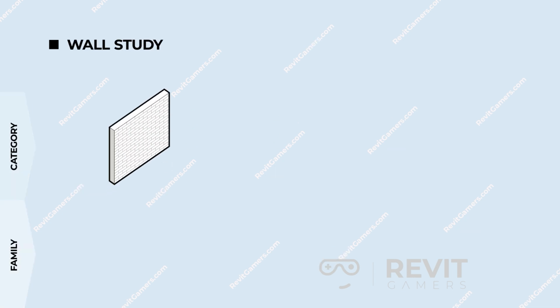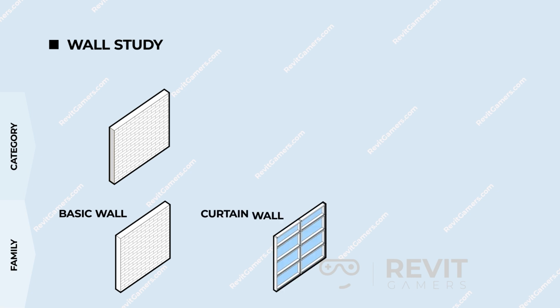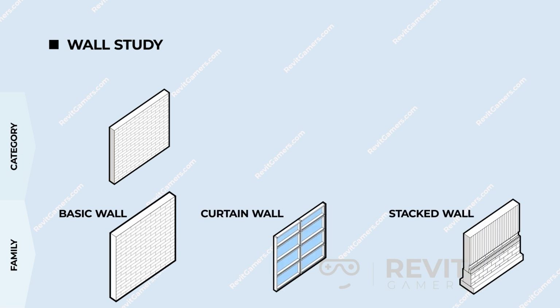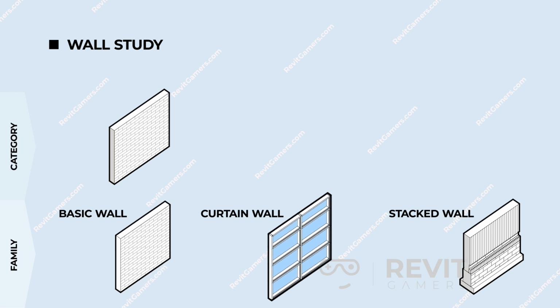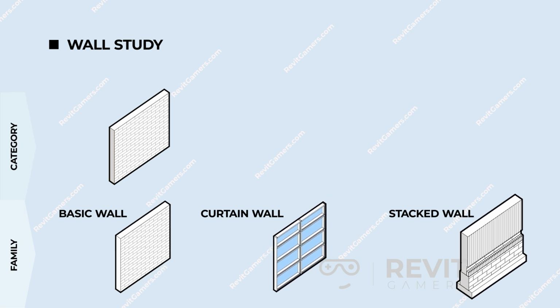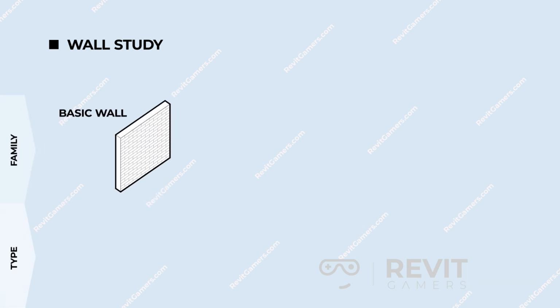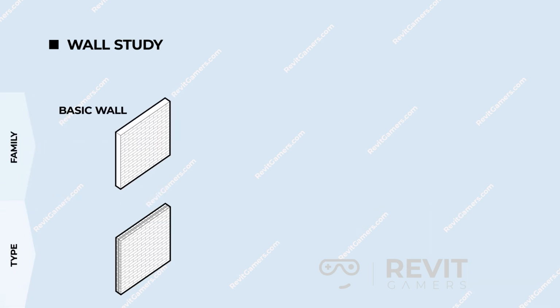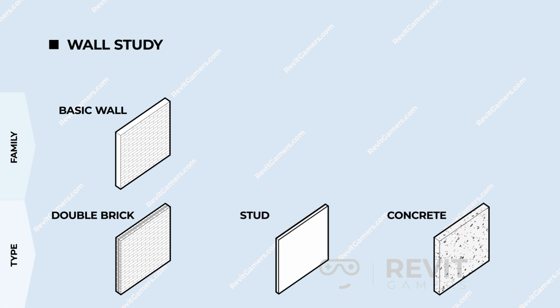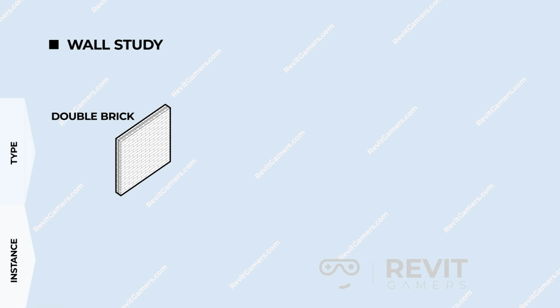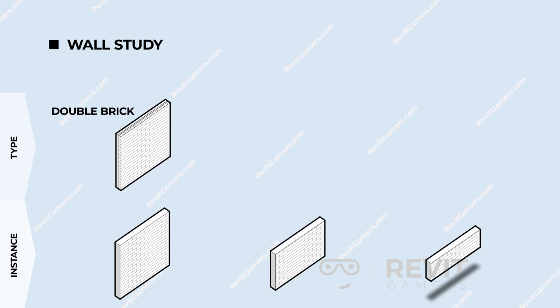Consider the wall category. The wall category has 3 system families: basic wall family, curtain wall family, and stacked wall family. Basic walls are the typical walls all around us. Curtain walls can generate glazing faces, and stacked walls are walls stacked over each other. In the basic wall family, we can have many types like double brick wall types, stud wall types, concrete wall types, and so forth. Then, out of a double brick wall, we can have different instances with different values for the base height, top height, and the wall ID.